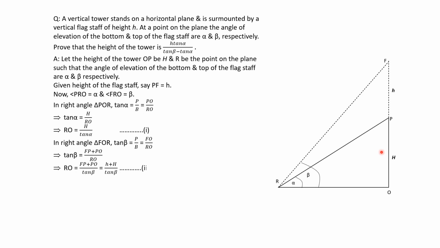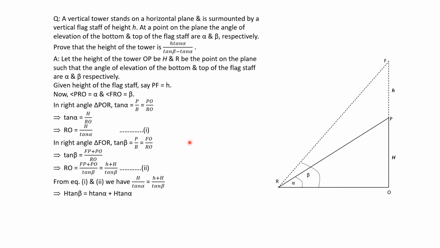So we can write RO equals FP plus PO by tan beta, or it is small h plus H whole divided by tan beta. Then this is the second equation. Now from equation 1 and equation 2, we got different expressions for RO. That means we can say H by tan alpha equals small h plus H whole divided by tan beta.